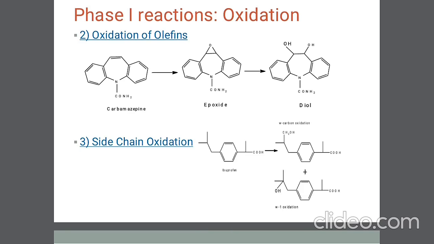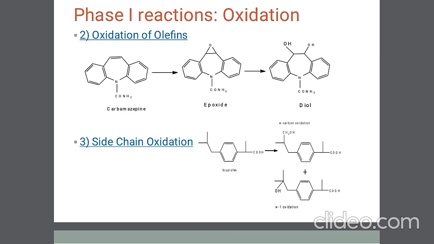In this case, the metabolite will preferentially form at the double bond, or the olefinic bond, of carbamazepine, excluding the two benzene rings. So this is a preference order: whenever I have two benzene rings and one double bond, as seen in carbamazepine, my cytochrome P450 will preferentially oxidize the double bond of the ring but not the aromatic rings.